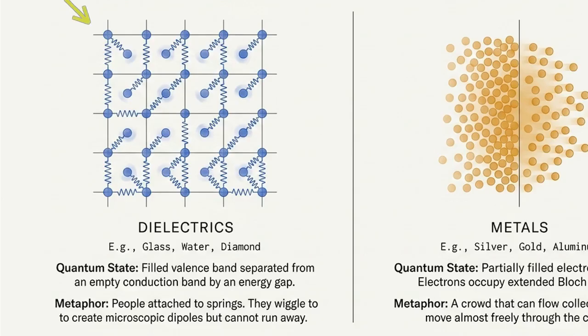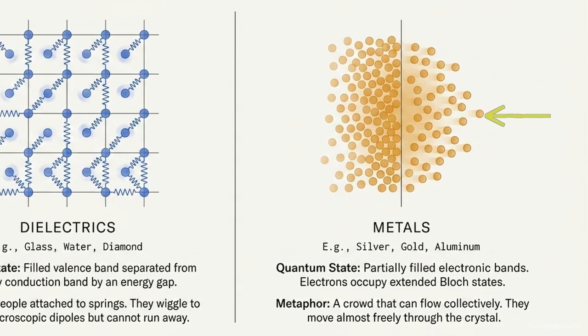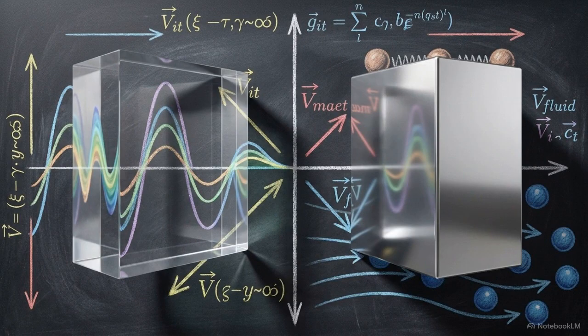Electrons in a dielectric are like people wiggling on springs. They can move, but they cannot run away. In a metal, the electrons act like a crowd that can flow collectively in response to a signal. The presence or absence of that single quantum binding force dictates the entire downstream optical destiny of the material.